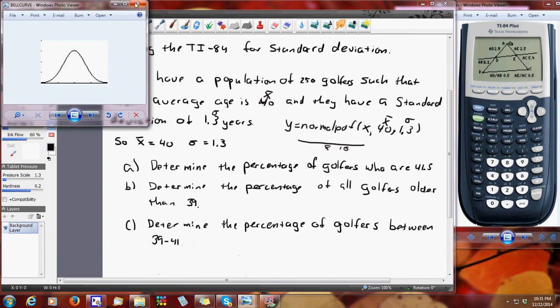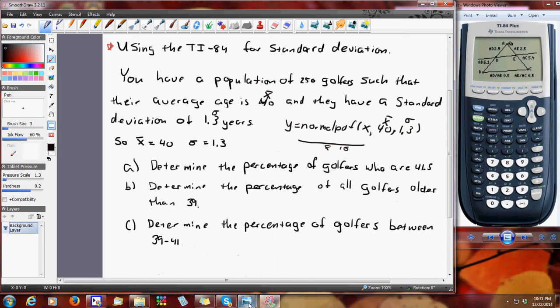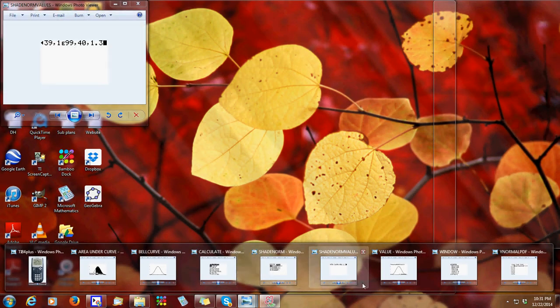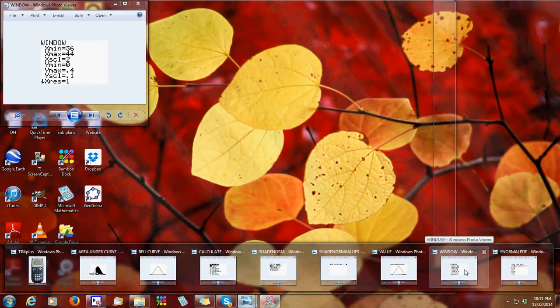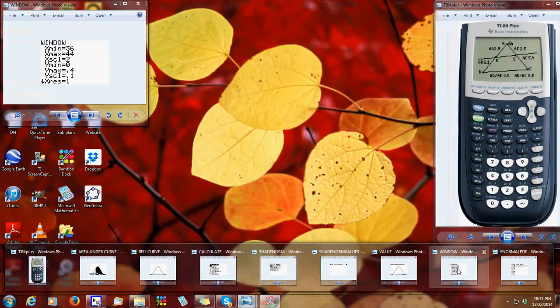Well, actually, that's not true. You're not going to get that picture there. What you're going to get is probably not going to see anything. What you have to do is go to your window, which is on your calculator. It's this button. So you go to your window.